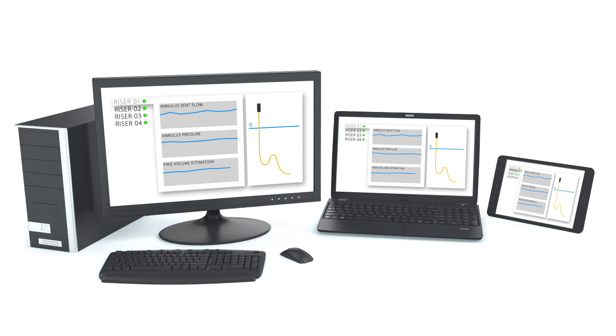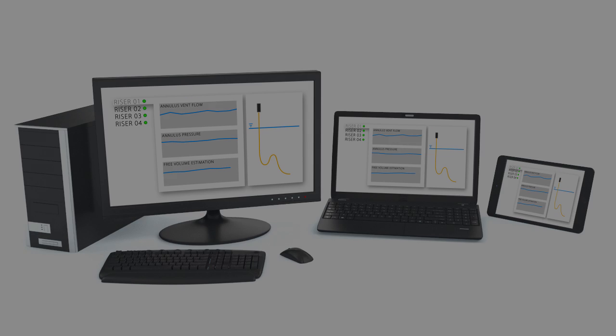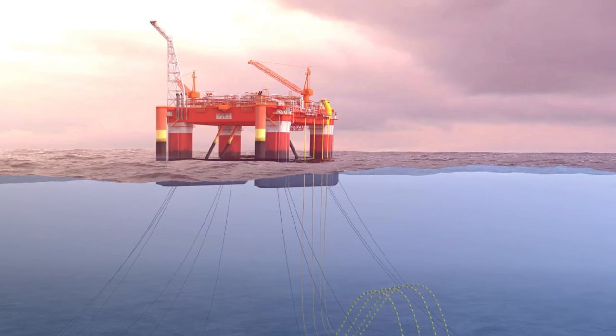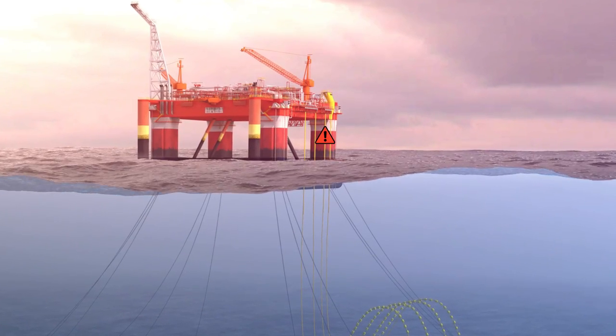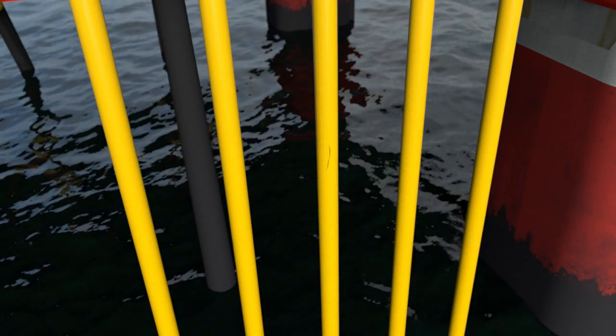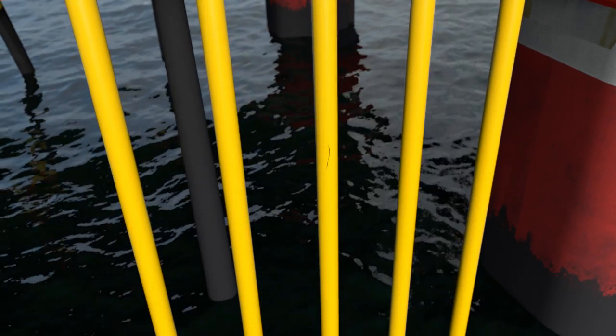We will go through three typical examples of how AMOS works. Example 1. Outer sheath damage above sea level. A common problem is that the riser's outer polymer sheath gets damaged above sea level. This is typically caused by friction against other objects, polymer aging, or by wear and tear over time. Moist air and seawater will penetrate, and the inner steel wires are prone to corrosion.